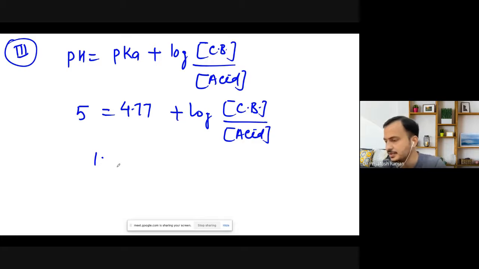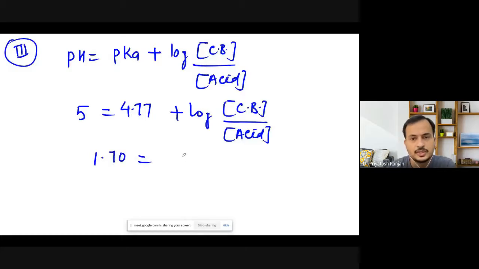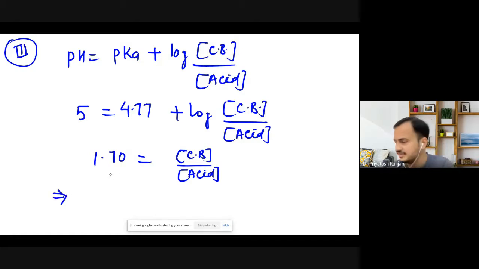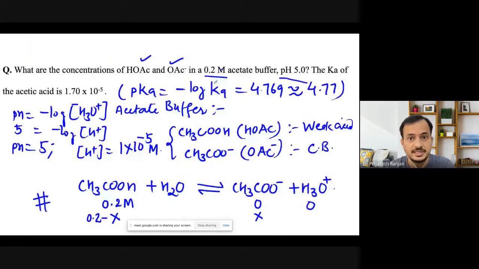Just now we have seen it's coming out to be 1.70, equal to the ratio of concentration of conjugate base and concentration of acid. Now I can rewrite this equation in a different way, and we'll see. So we all know that the concentration of conjugate base plus concentration of acid is going to be how much? I'm just adding these two things, and we have seen it from the question. It's going to be 0.2 molar.